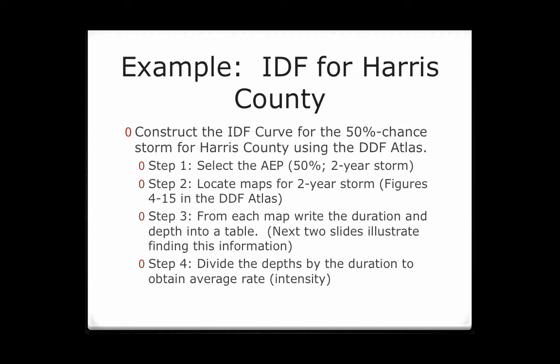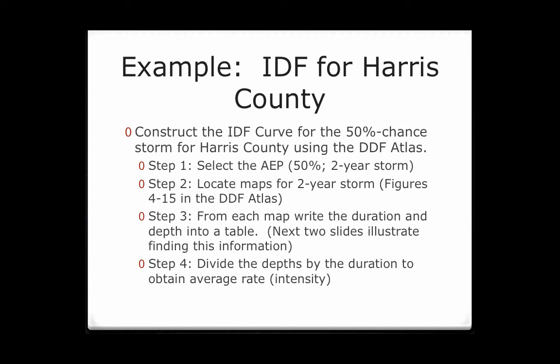Okay. Let's suppose we want to build an IDF for Harris County, just following the list of shampooing over and over until you're cleansed of all your sins. You construct the IDF curve for a 50% chance storm using the DDF Atlas. Step one, select the AEP. It's been done for us. We want the 2-year storm. Step two, locate maps for the 2-year storm. In the document that I showed the cover of, those are figures 4 through 15 in the Atlas. Step three, from each map, write the duration and the depth onto a table.